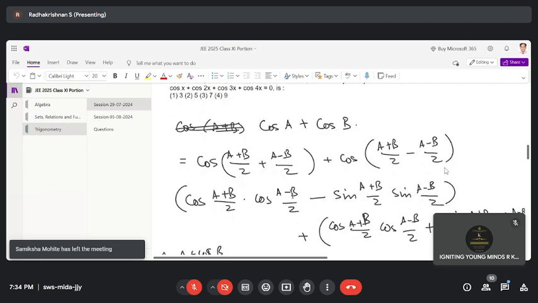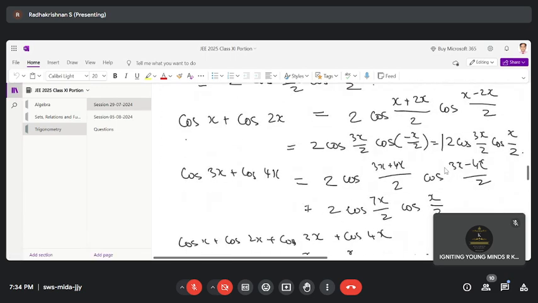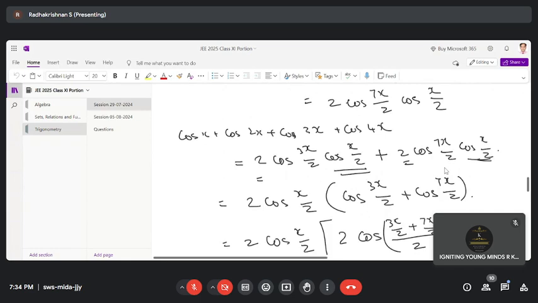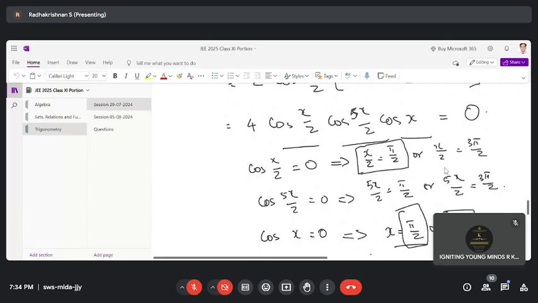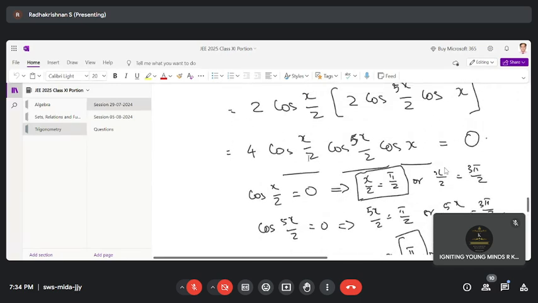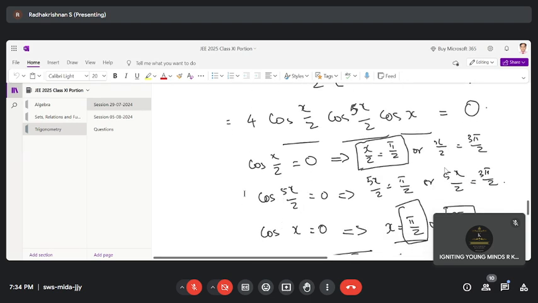So we use this formula for cos a plus cos b, which is equal to 2 cos (a plus b) by 2, and so on. So all these were okay. So we simplified that expression to 4 cos x by 2 cos 5x by 2 cos x equal to 0. So up to this we are okay. Cos x by 2 equal to 0, cos 5x by 2 equal to 0, cos x equal to 0. But here we assumed that each one, x by 2 or 5x by 2 or x, should be either pi by 2 or 3 pi by 2 in the range 0 to 2 pi.